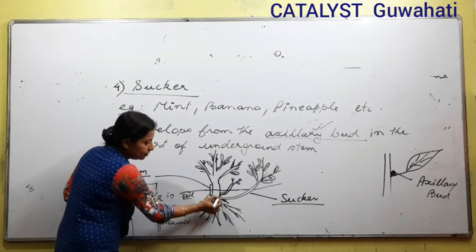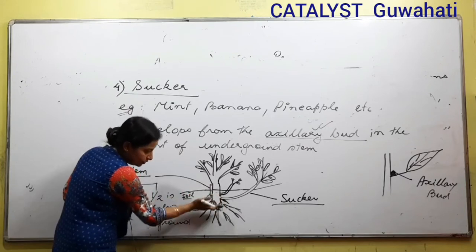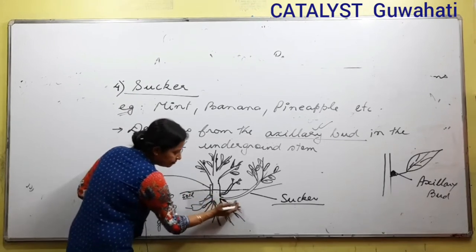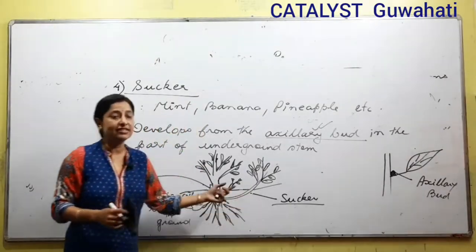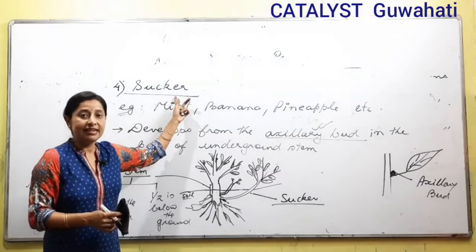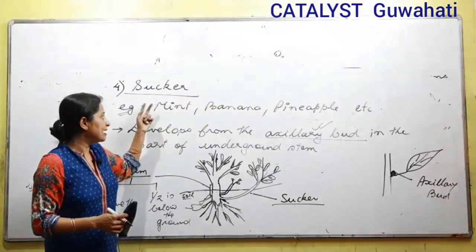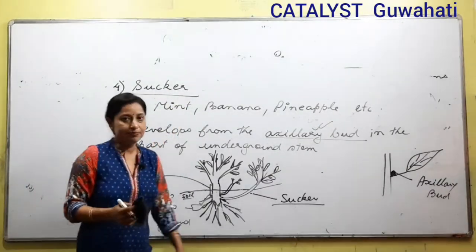Similarly, if you are talking about this part of a stem which is below the ground, a branch of the stem there will have a particular name, and that name is called a sucker. So examples of a sucker are mint, banana, pineapple, etc.